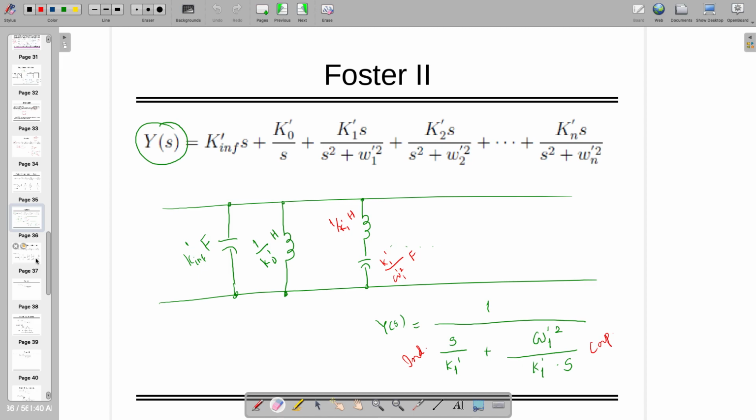Yeah. So it's not a positive real function. It's not synthesizable. Will not reach here, right?